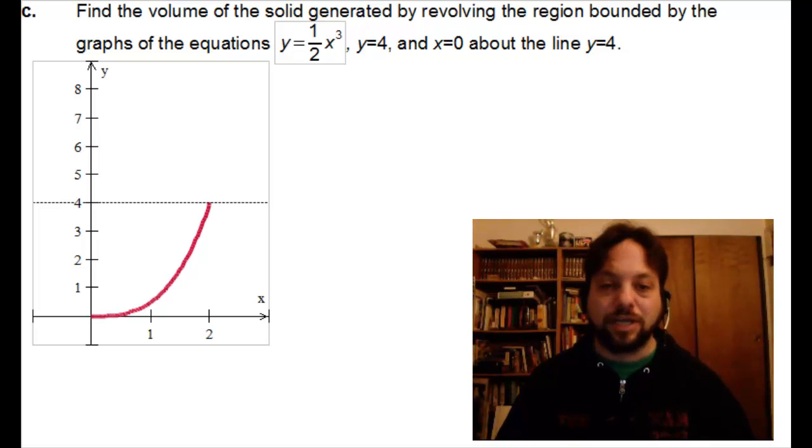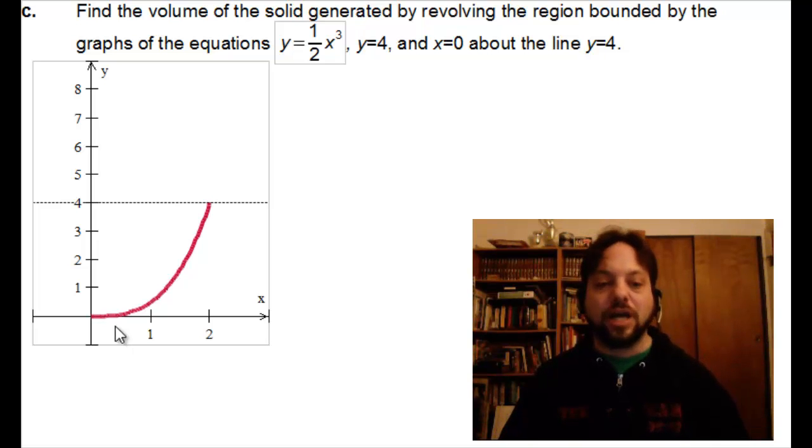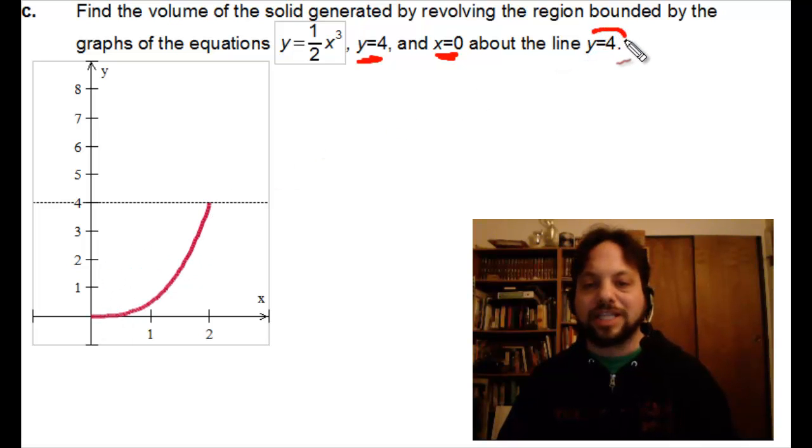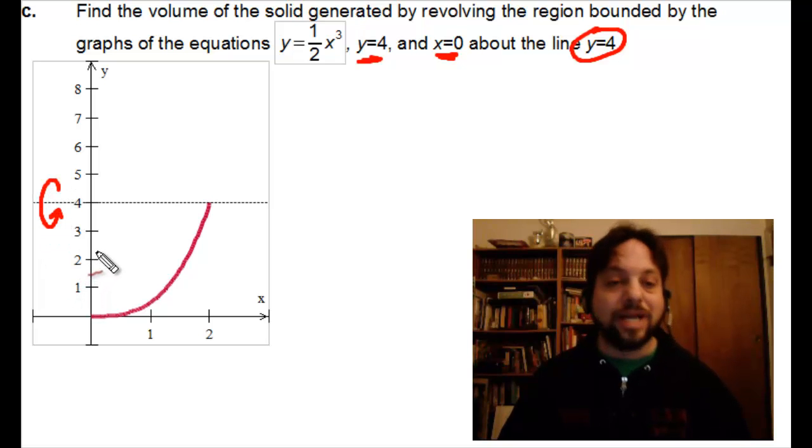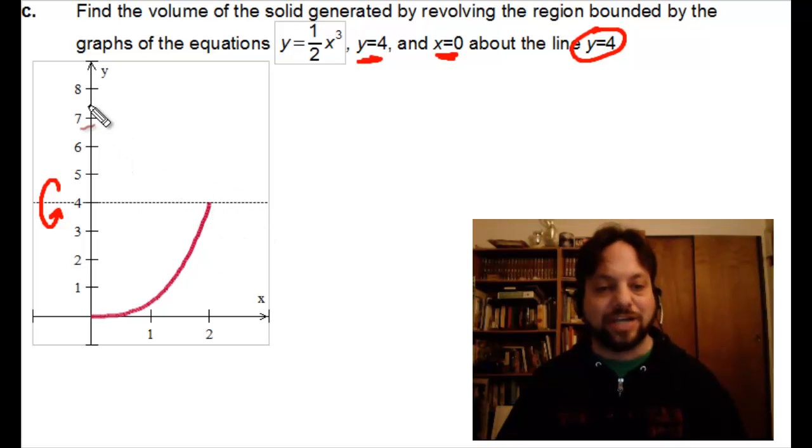So here in example C, we're once again given an equation, this time y equals 1/2 x cubed. We're looking at the region bounded by that, by the line y equals 4, which is this dashed line I've drawn right here, and by the line x equals 0. So we're looking at this region right here, this almost triangular region. But notice that this time we're going to rotate it around the line y equals 4. So we're not rotating it around an axis this time, but rather this dashed line.